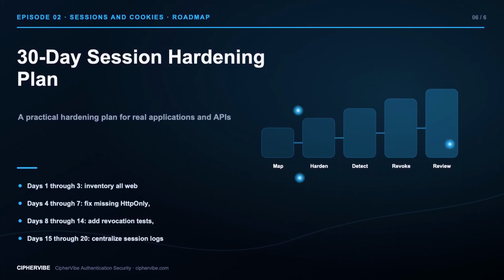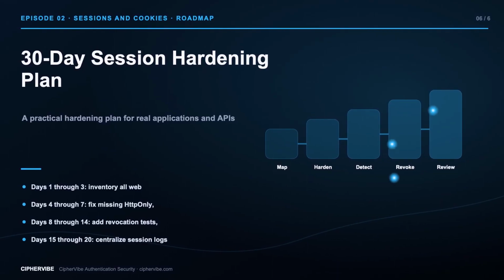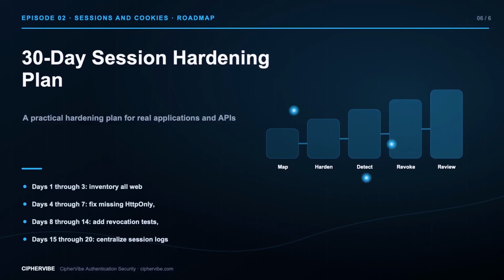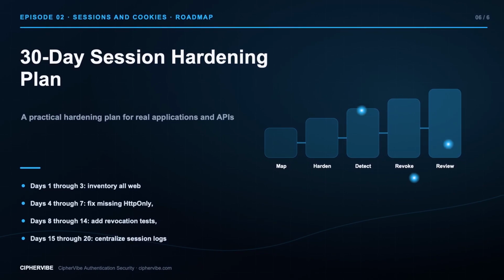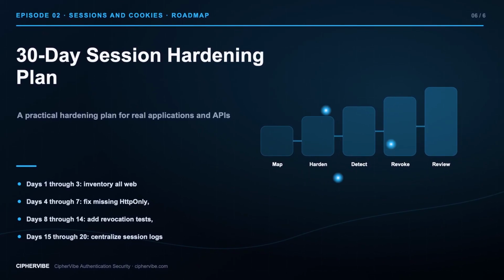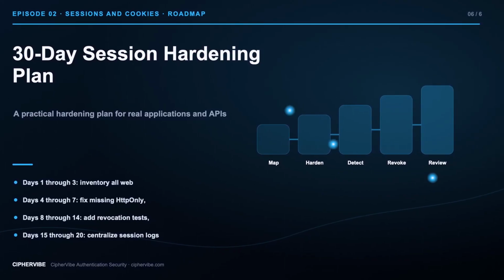Finally, measure progress with cookies missing protective flags, revocation propagation time, sessions older than policy, sensitive actions without step-up, suspicious session reuse alerts. Each metric needs an owner, a reliable source, a review cadence, and a known limitation. Strong authentication security is a repeatable operating rhythm.